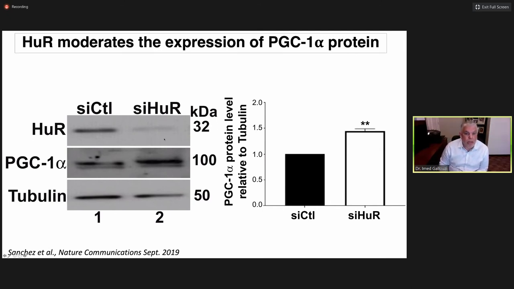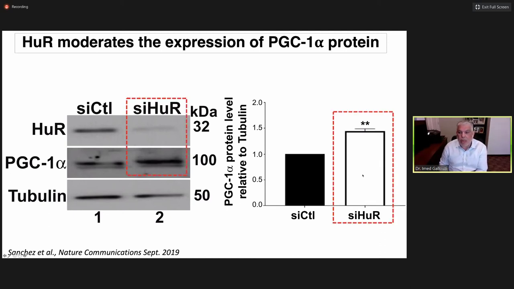Anyway, what we saw is that when we knock down HuR in C2C12, similarly to skeletal muscle, we see upregulation of PGC1 alpha protein. So whatever we see in C2C12 vis-a-vis PGC1 alpha can probably be translated or help understand what's happening in skeletal muscle.